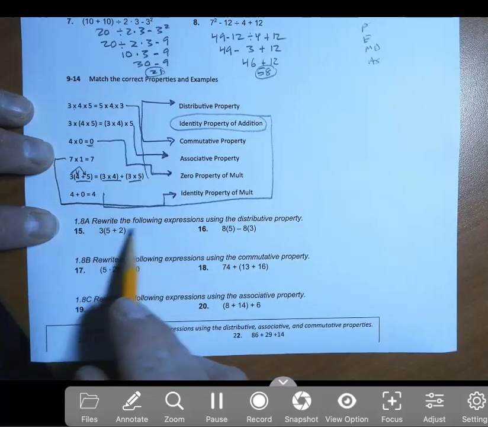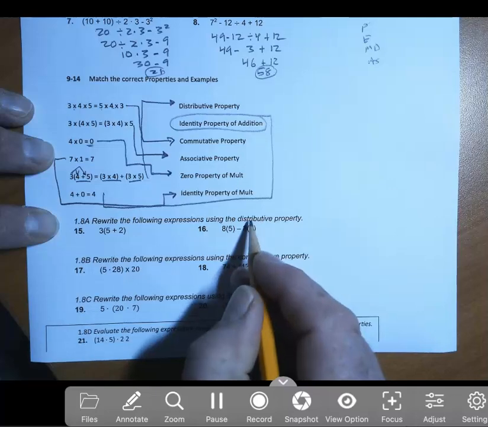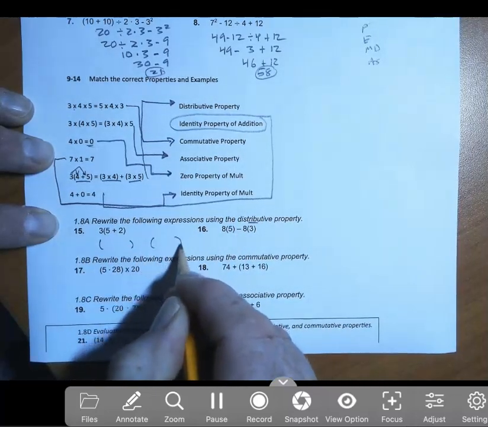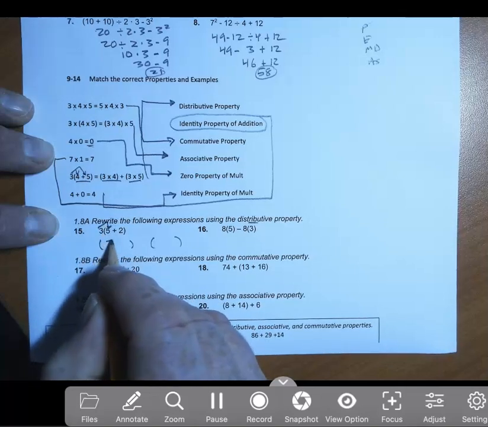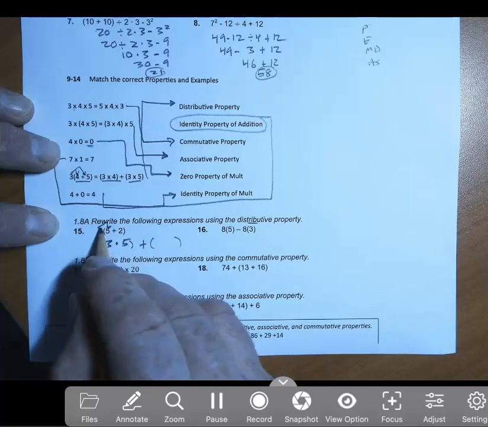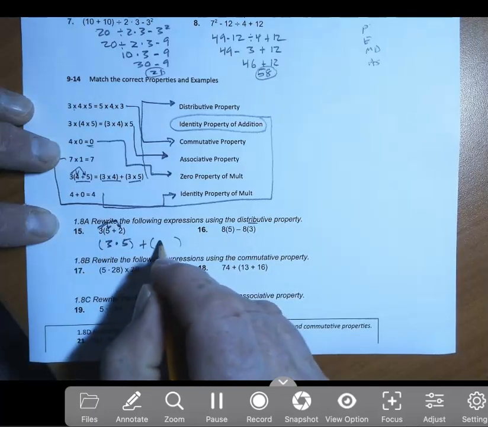Here we have to rewrite these expressions using the distributive property. So I'm just going to go from one set of parentheses to two. So here's my 3 times 5. I'm going to use the dot for multiplication. And we'll add that to 3 times 2.